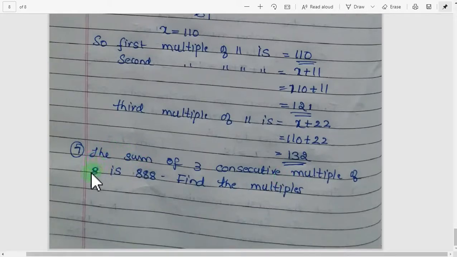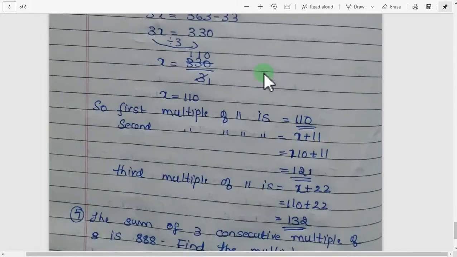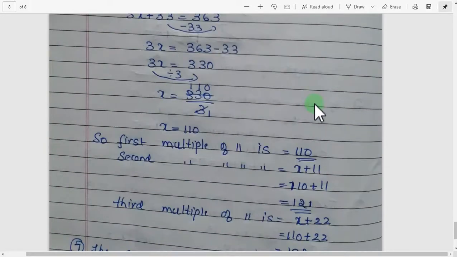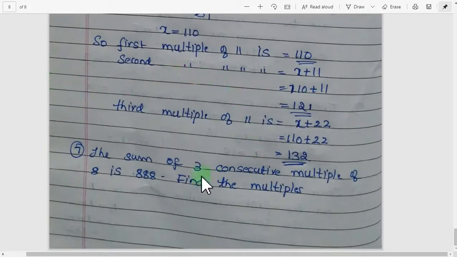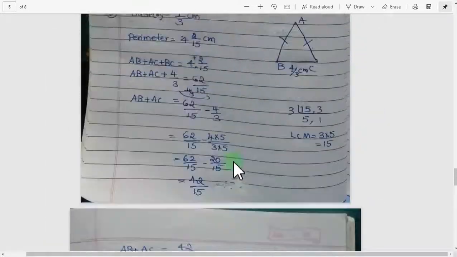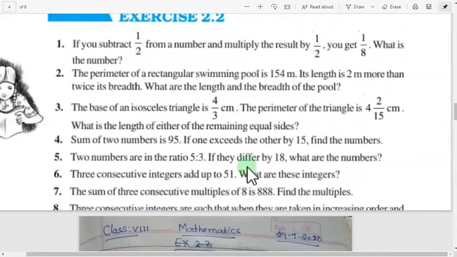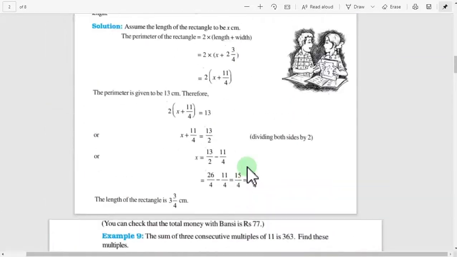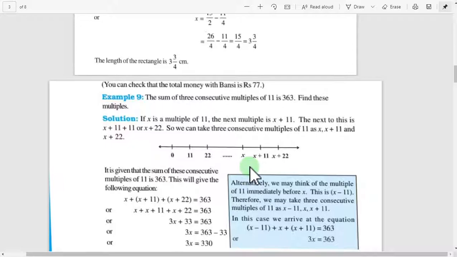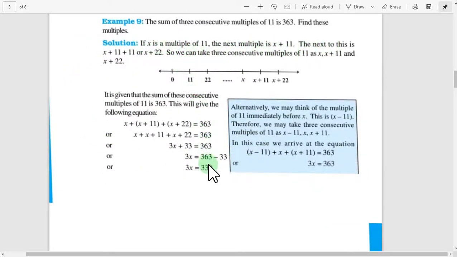Similar sum, exactly similar sum, but the sum of three consecutive multiples of 8 here. So wherever 11 is there, you have to write 8 there. And here 8 plus second one, 8 plus 8 is 16. Method is same, but the number only is different. Do this sum and the next example sum. When you copy the example sum also, you copy the solution done by me. This solution you don't copy.